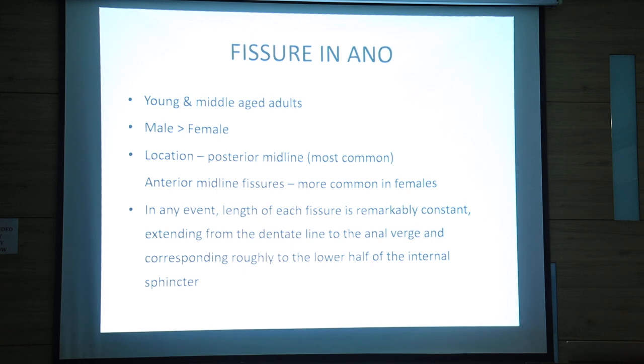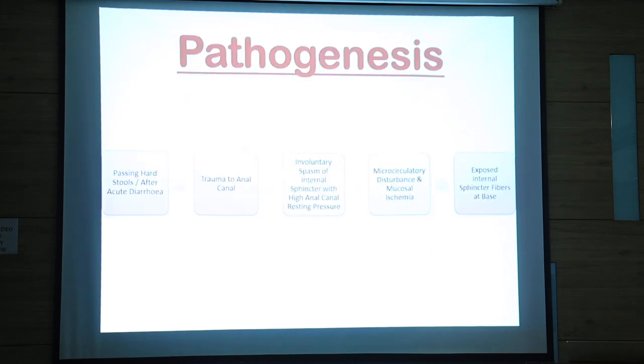Young and middle-aged adults, male more than female. Location: posterior midline is most common, and anterior midline mainly in females. In any event, the length of each fissure is remarkably constant, extending from the dentate line to the anal bulge. So this is important: the fissure extends mainly from the dentate line to the anal bulge and corresponds roughly to the lower half of the internal sphincter. So what is the pathogenesis?